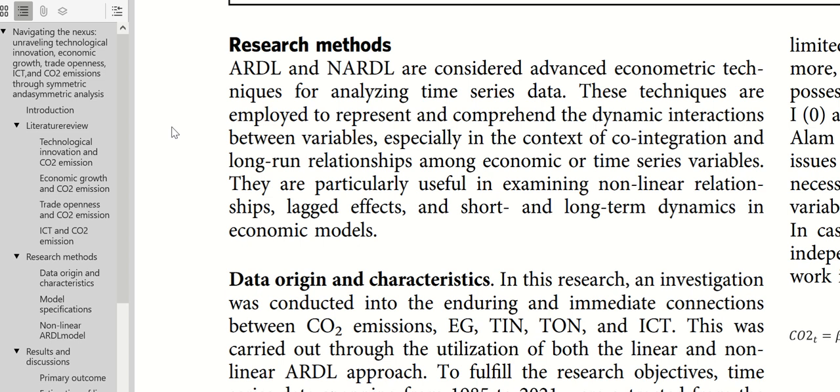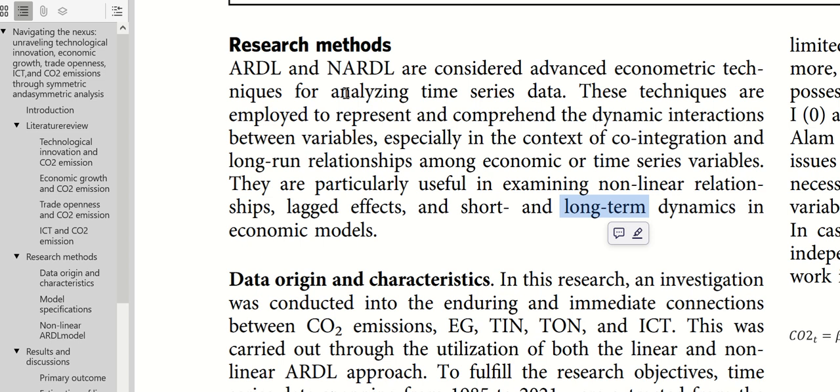Whenever I read the methodology section of a research article, I always translate technical words into simple words. Dynamic interaction means variables influence each other over time. The lagged effect means today's decision affects tomorrow. Short run means immediate impact and long run means sustainable impact. This is the secret skill of understanding SSCI high-level Q2 journals.